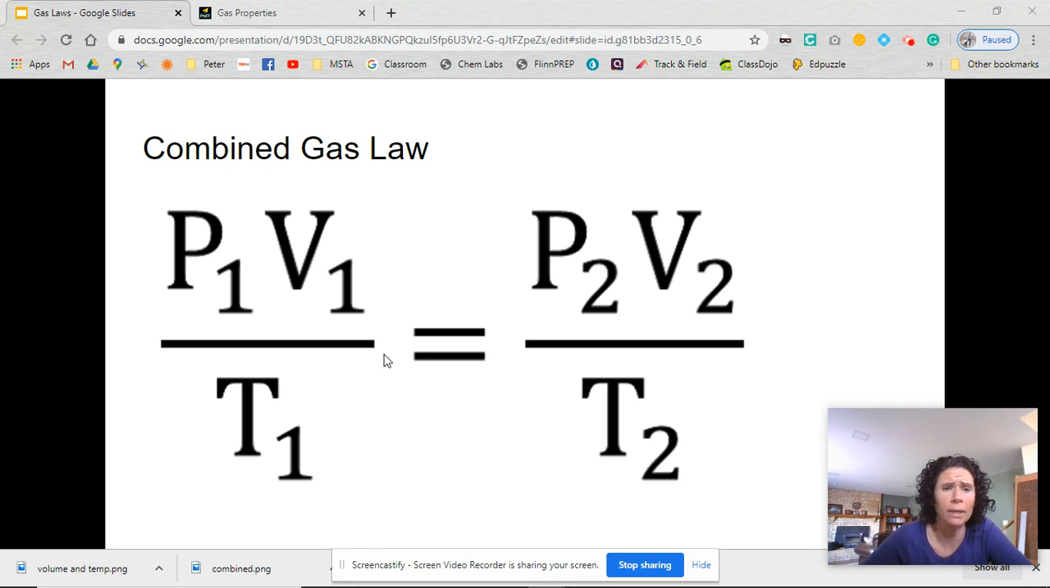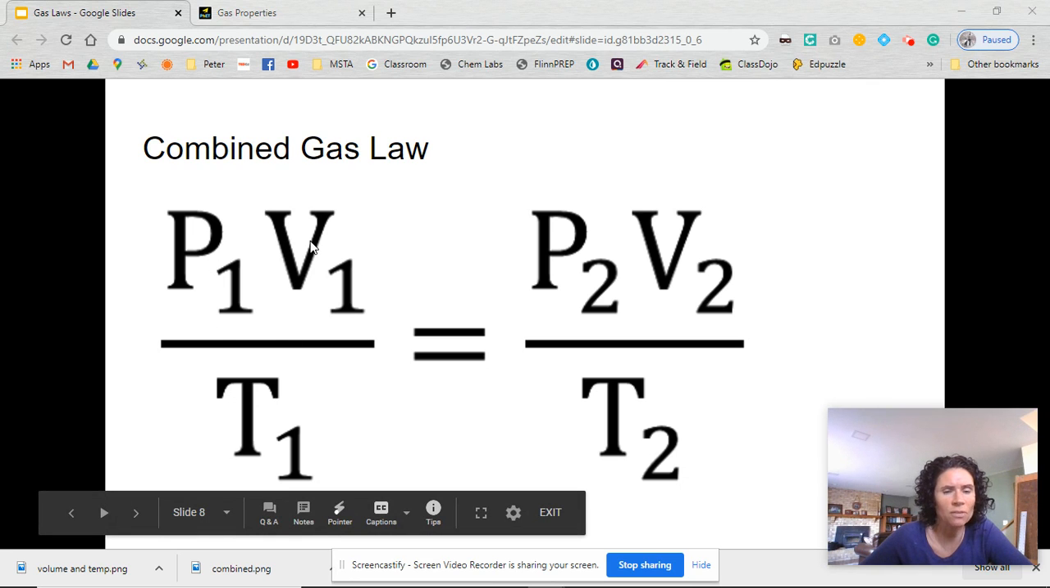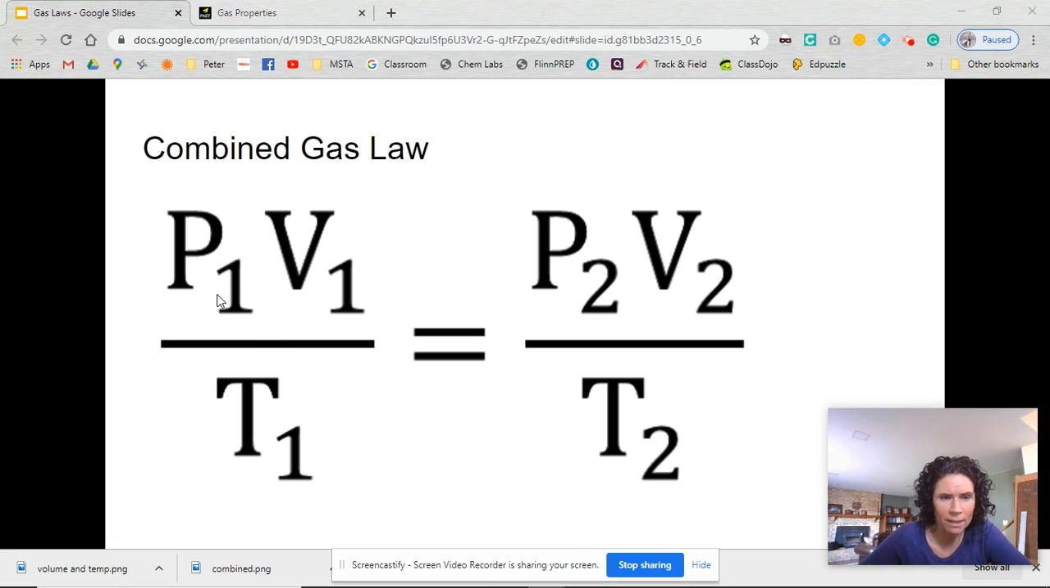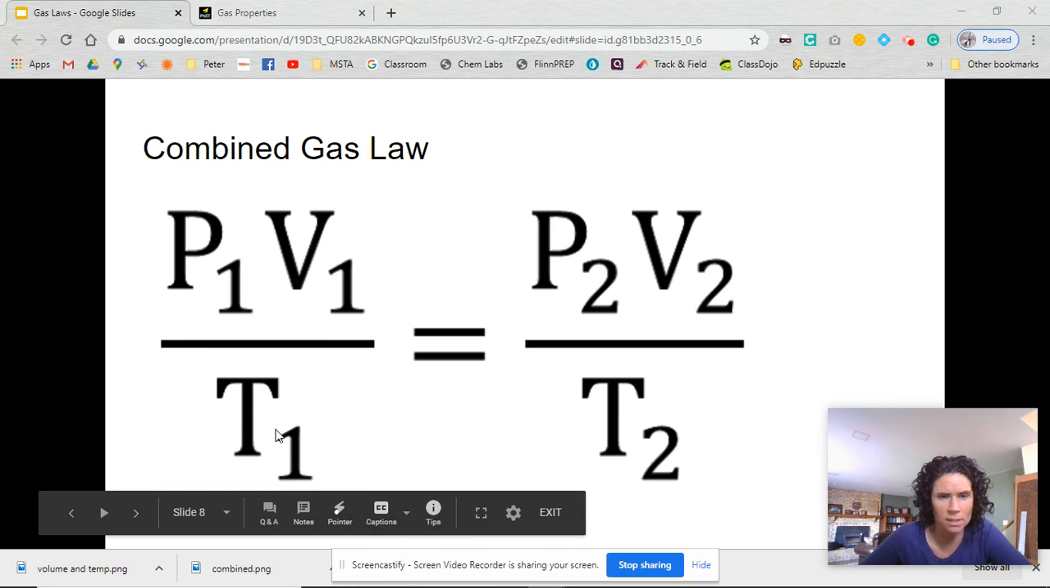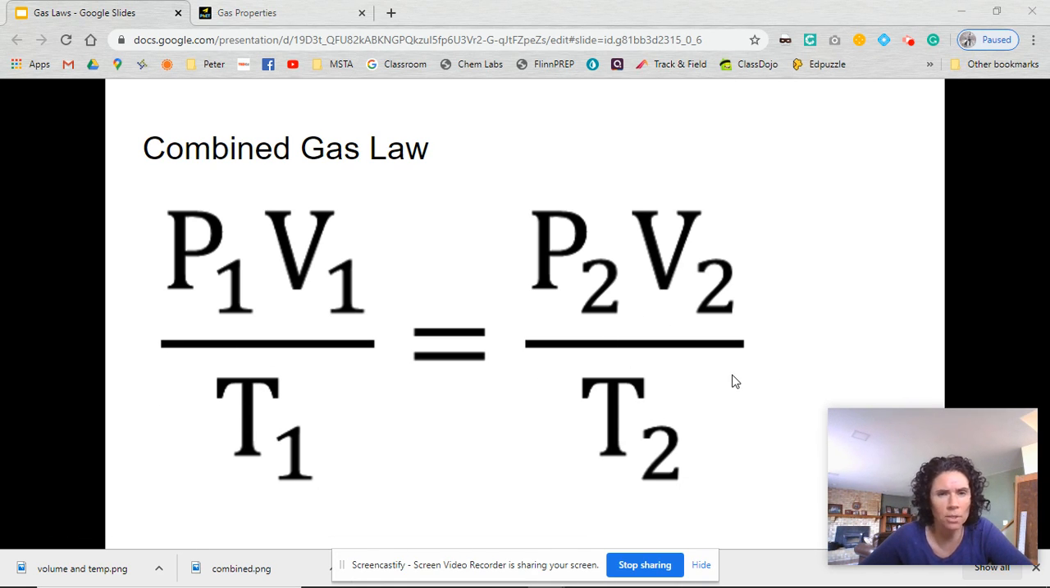So if you remember, pressure and volume were inversely proportional, so they're next to each other here. And both pressure and temperature, and volume and temperature, were directly proportional. So we have temperature as the denominator on both sides of these. And this expresses the relationship that they all have to one another. And we can use this gas law to solve for any one of these pieces if none of them are being held constant.